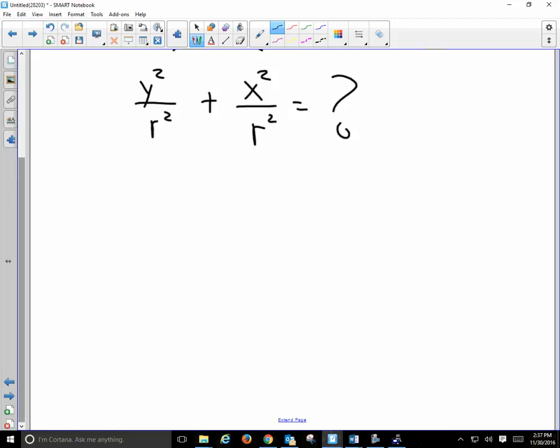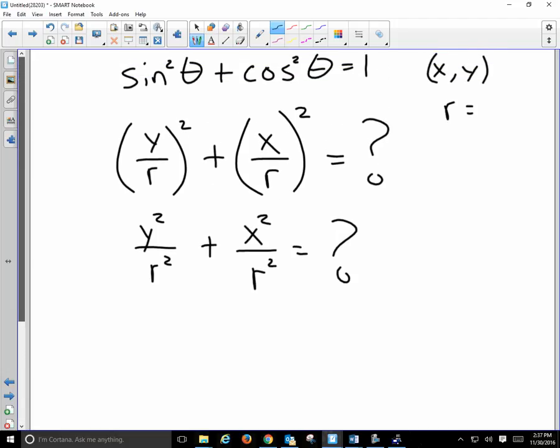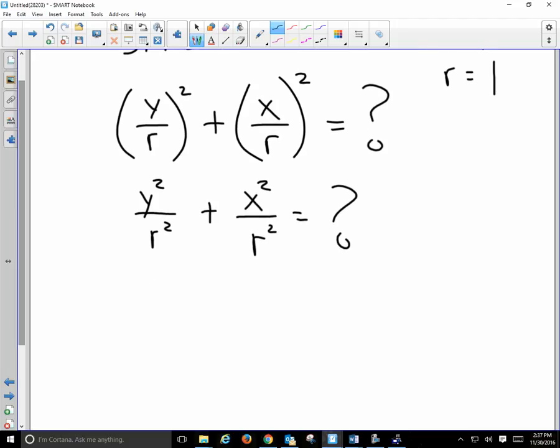Do you remember this? When you're working in the unit circle, do you remember what the radius always is? It's always 1. Right? Do you remember the equation for a circle? X squared plus y squared is equal to r squared. Very good. So I want you to think about this, okay?